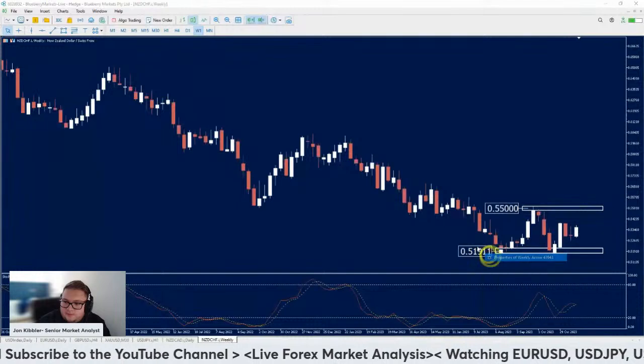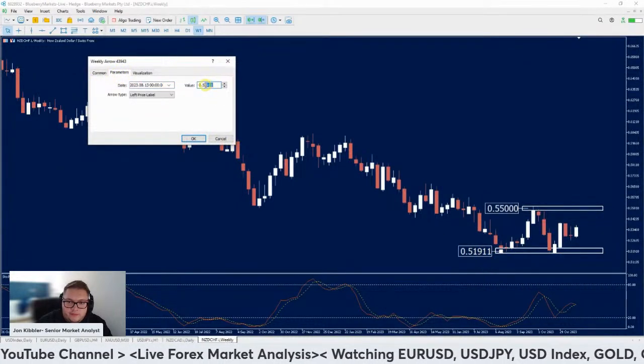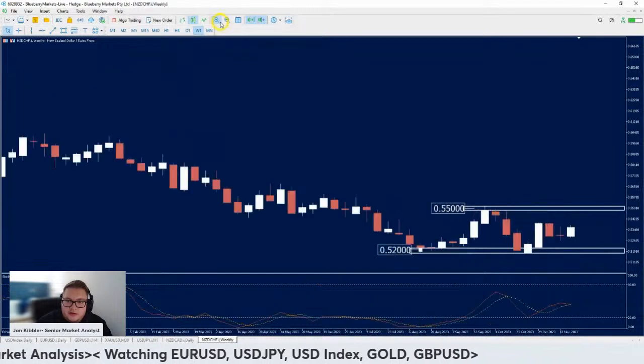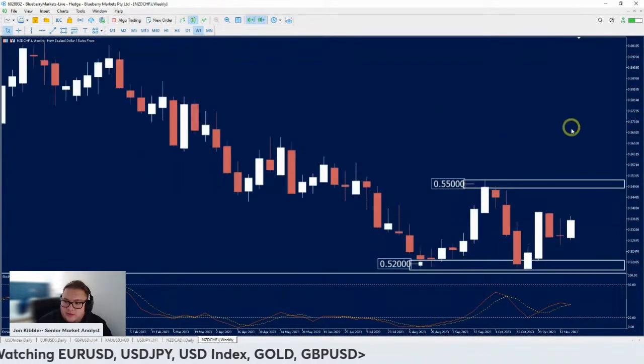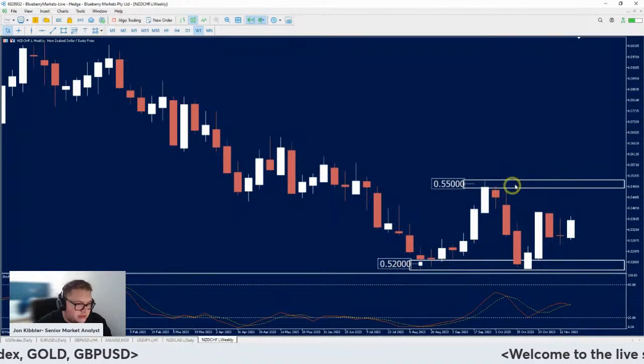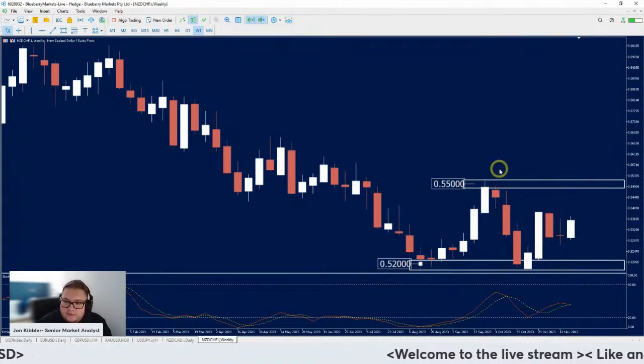And then we've got 5,200 down through here. And price is kind of working its way between these two points at the moment. And that's what I'm trying to look for. Can price maybe head towards this 5,500 level at the moment?